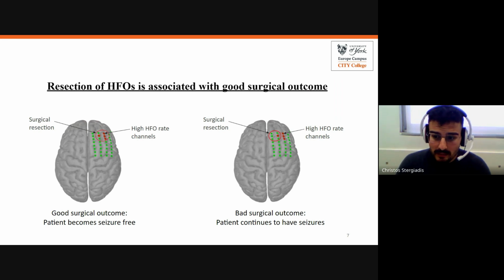On the other hand, if we resect an area but don't fully include the area where a lot of high-frequency oscillations occur, and only partially include it, as you can see on the right here, a lot of channels with high-frequency oscillations remain inside the brain. Then the patient did not have a good outcome, meaning that they continued to have recurrent seizures after the surgery. So the surgery failed to cure the patient.